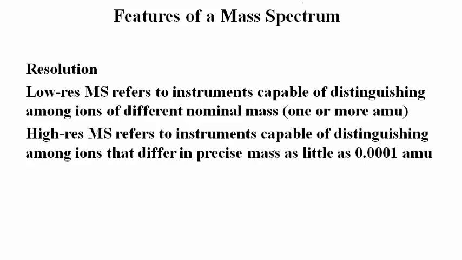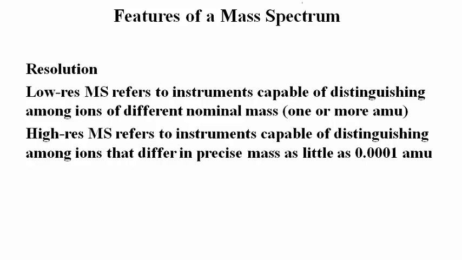So in mass spectrometry, resolution is a measure of how well a mass spec separates ions of different mass. Low resolution mass spectrometry refers to instruments that are capable of distinguishing among ions of different nominal mass. So that's ions that differ by one or more atomic mass units, AMU.